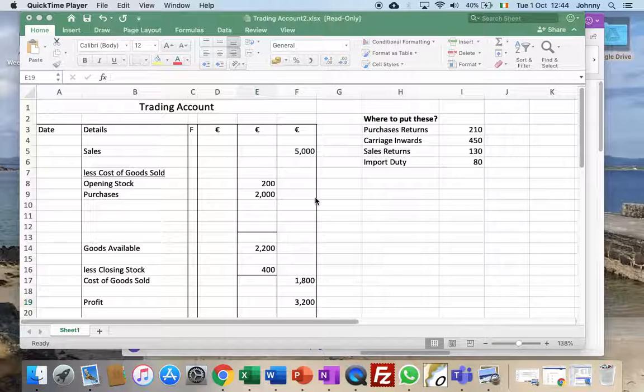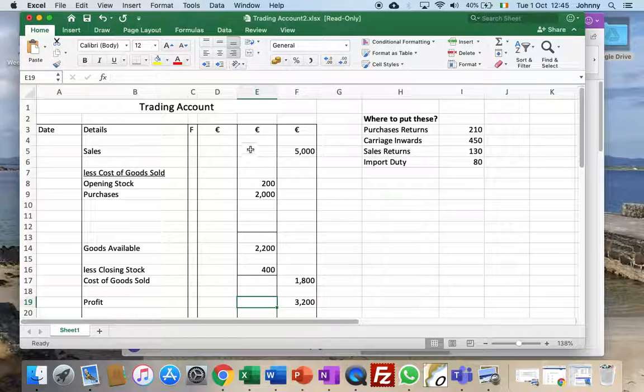Okay, this is the previous question that we had laid out before from the simple example. So we're now going to move on and have a look at some of the more complex issues that can possibly come up. Just notice before we move on, I've put a line here to indicate where I'll be doing some maths. So that means I'll be adding up opening stock and purchases, and that will give me my goods available. I'll be taking away my closing stock, and that will give me cost of goods sold. So I'm going to put another line underneath my cost of goods sold, which I'll be subtracting from my sales figure to give me my profit.